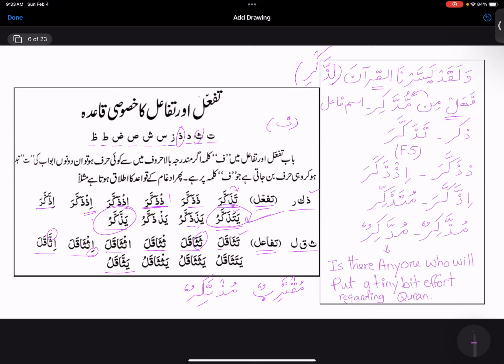Mustakirun, that would be the ism file. Right? And then what happened? Because ra, kaf, ra are the root letters, right? So this ta will change into za, right? So now we have two zas, and then it will become izzakara.